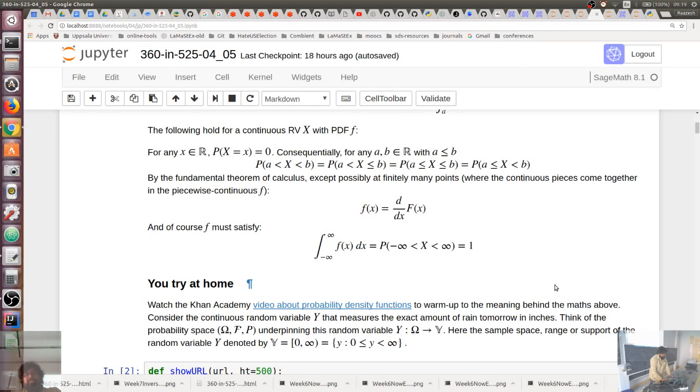So, of course, the density f has to satisfy this condition, right? This is just saying something happens, because the probability of the entire sample space should be 1. And the probability of the entire sample space is the same as the random variable x taking any real value. So if we integrate it over the whole line, it should be 1.